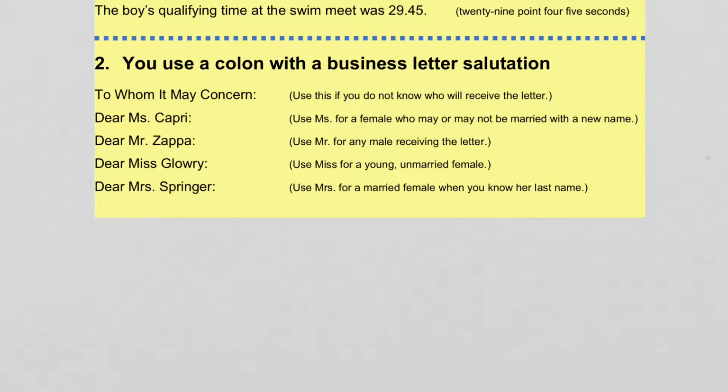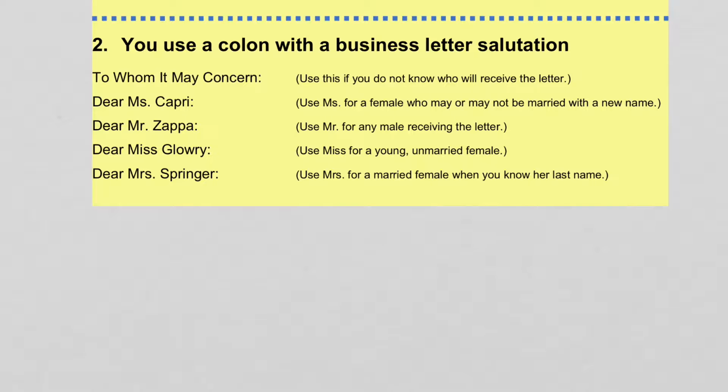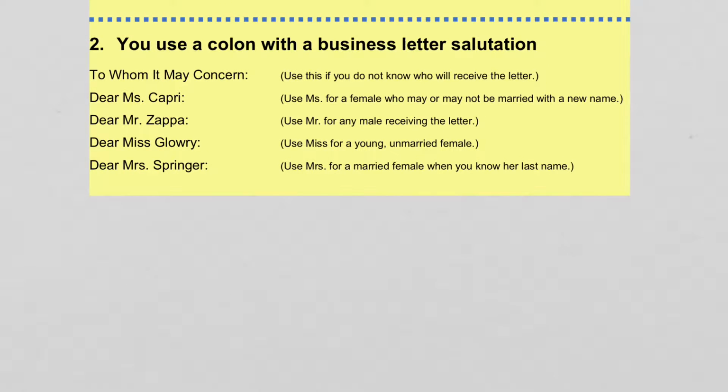All right, so if we look at the other ones, right, Dear Ms. Capri, that word Ms, you'd use Ms for a female who may or may not be married with a new name. So if you're writing a letter to a woman and you're not sure if she's married and you're not sure if she took her married name or if she kept her maiden name, then you could address her as Ms. Dear Mr. Zappa, Mr. is obvious, that would be any male receiving the letter.